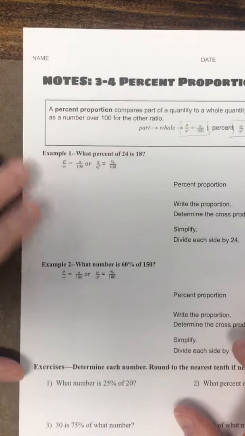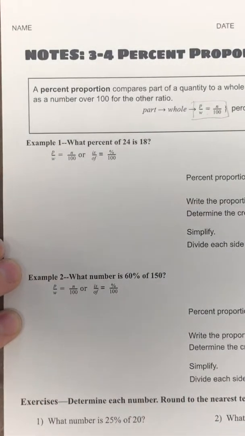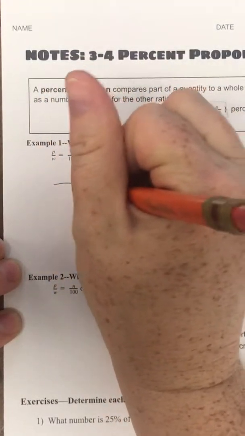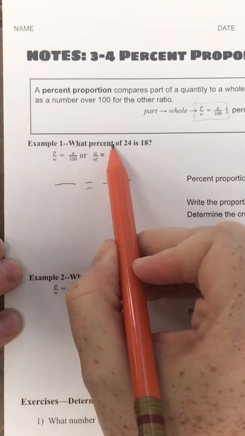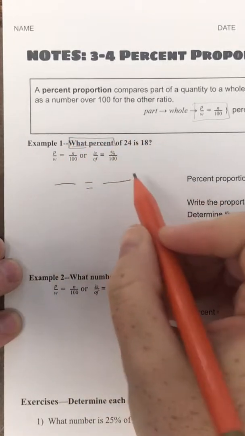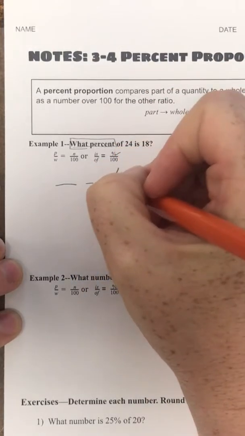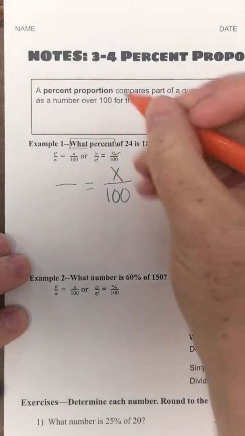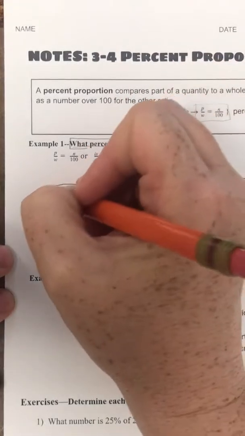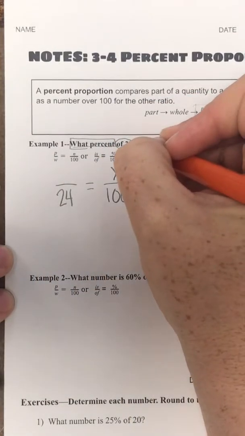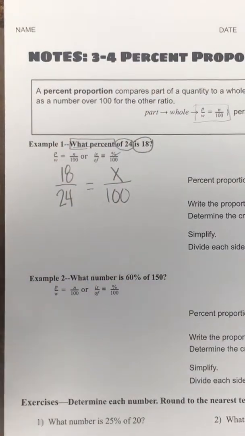So for example, I want you to look at number 1. Number 1 says, what percent of 24 is 18? Using our percent proportion, we're going to define each thing. What percent means that percent is the question mark, so on the percent spot I'm going to put an X. And then of 24 means that out of 24 total, 24 is the whole, and 18 is your part, or your is, and it should set up like that.